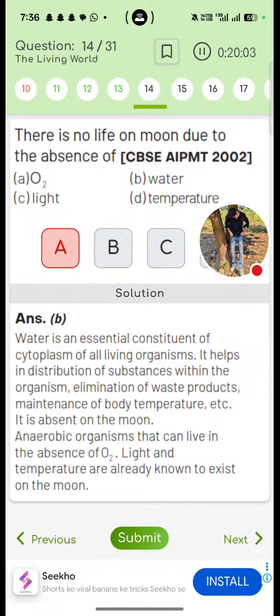Anaerobic organisms that can live in the absence of O2, light and temperature are already known to exist on the moon. Again, there is no life on the moon due to the absence of water.